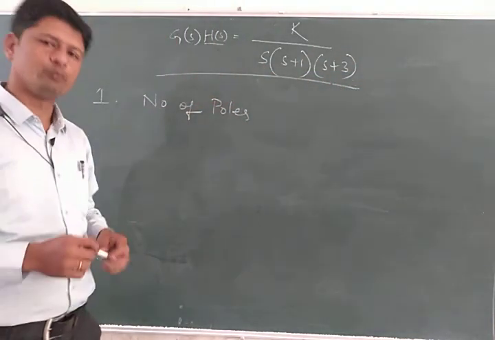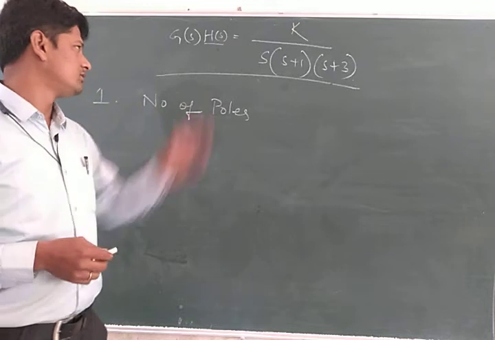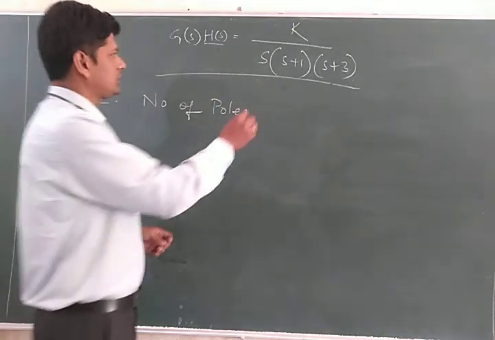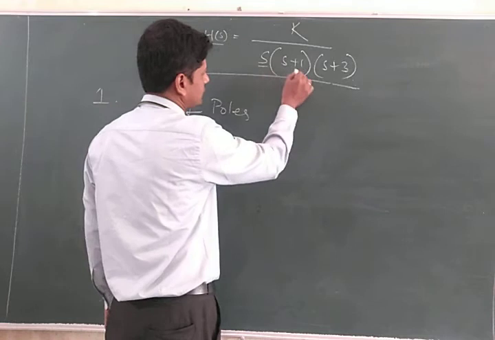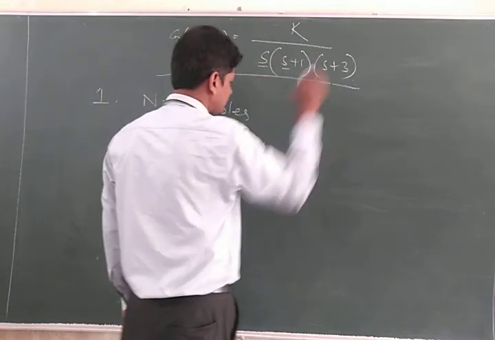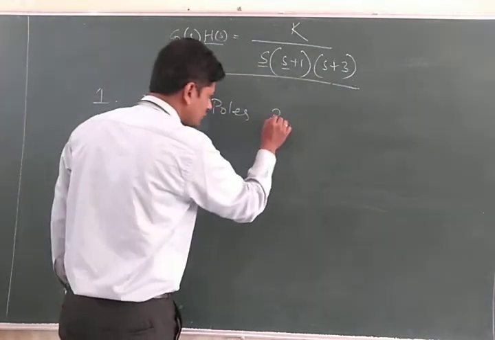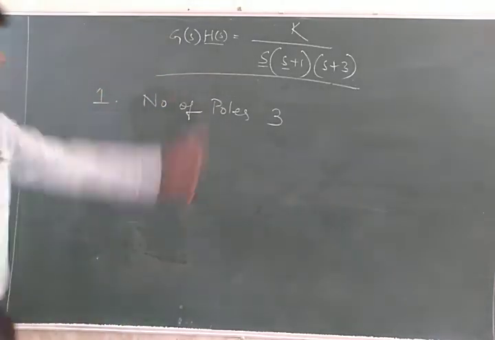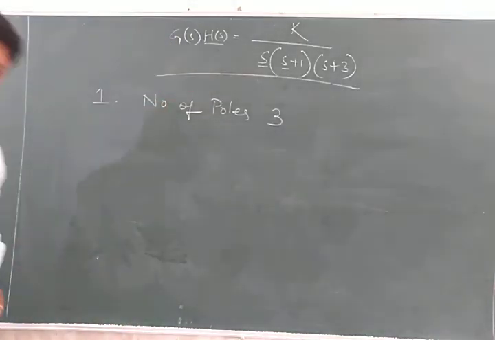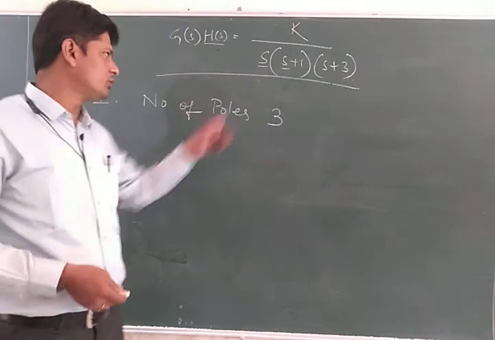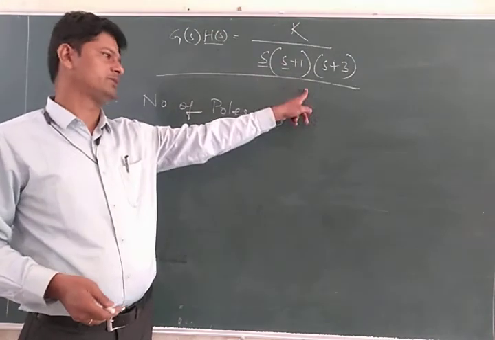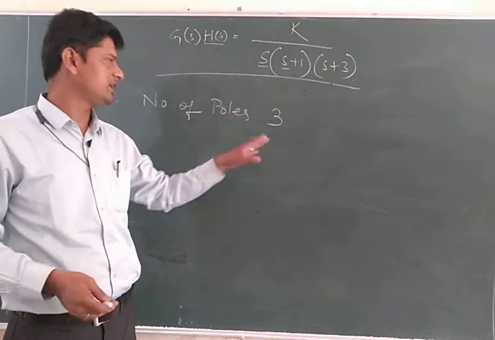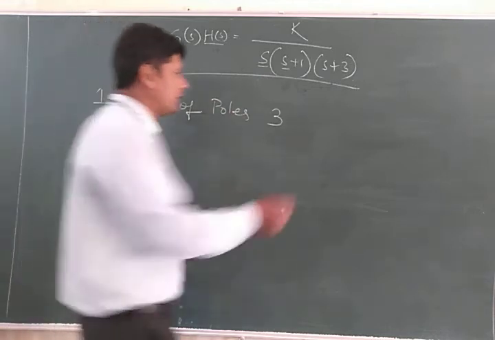This is called the poles of this transfer function. So the number of poles here: one is 0, one is -1, another is -3. So 3 poles are there. You can just visually know that the number of poles of this open loop transfer function is 3.